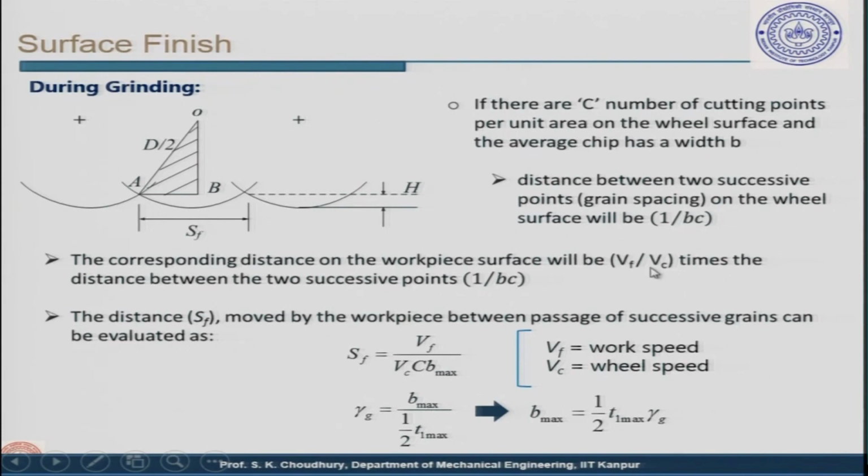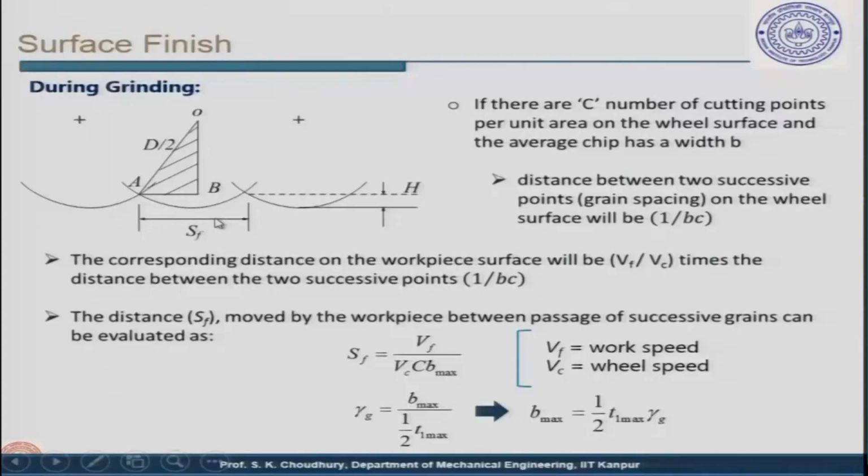Vf by Vc, this is the ratio. Why is it so? Because we have to multiply by the ratio of the feed velocity given to the table and the cutting velocity given to the grinding wheel. So, if we multiply Vf divided by Vc by this 1 by BC, that will be the equivalent distance on the workpiece with respect to the distance between two grains on the grinding wheel. So, this is actually the distance SF on the workpiece. So, on the workpiece, this distance is equal to Vf divided by Vc into 1 by B and C.